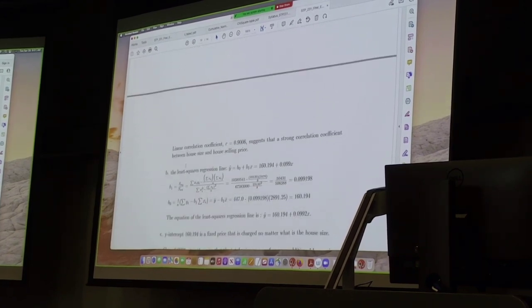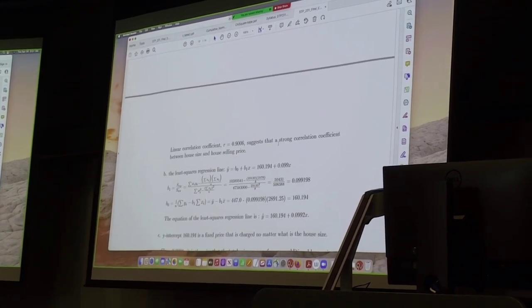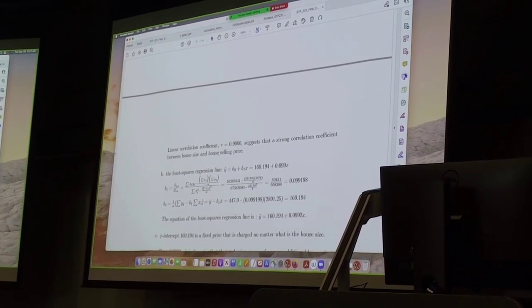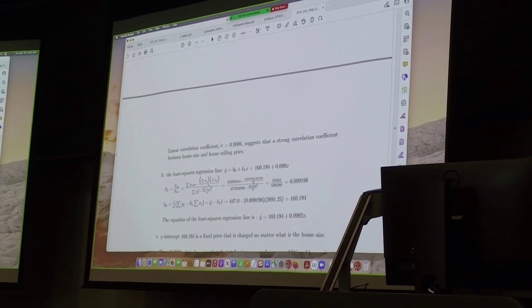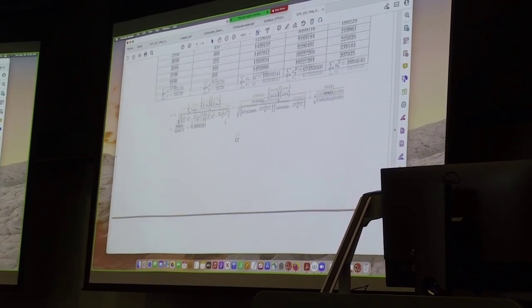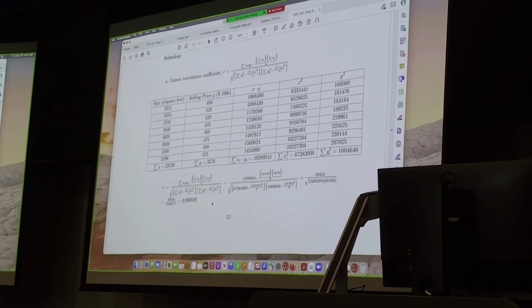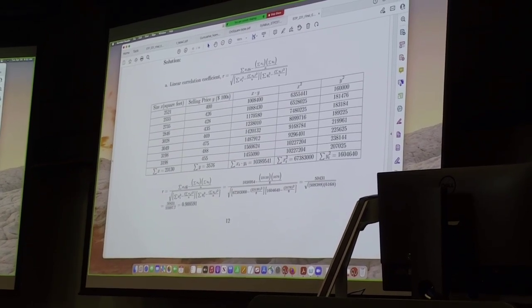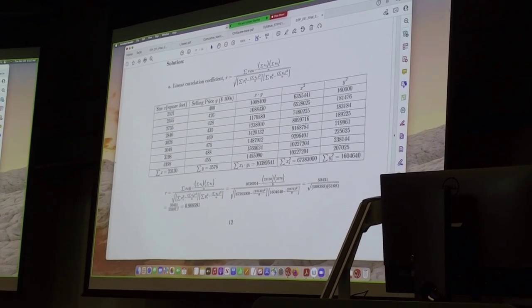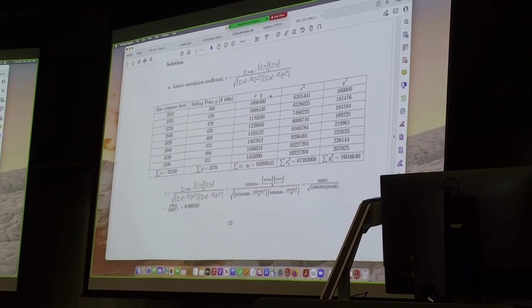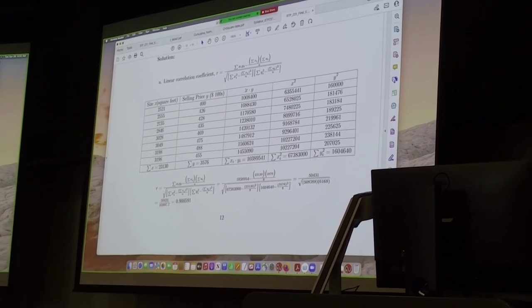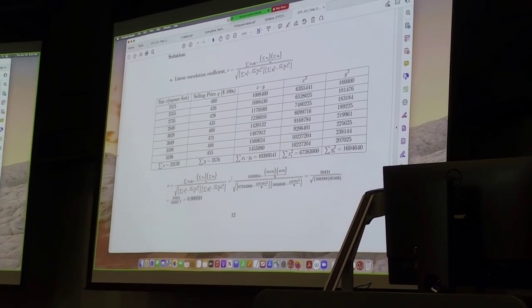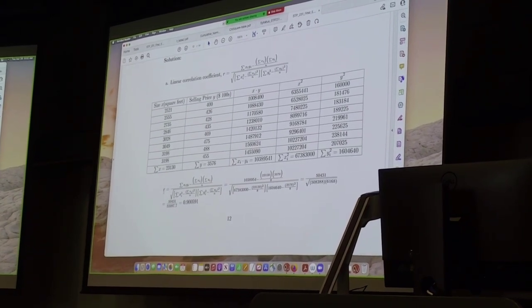The interpretation is this one. The linear correlation proved that there is a strong correlation between the house size and the house selling price. That's our R value. So you just need to know how to solve this problem. There are a lot of calculations, nothing else. You just need a calculator, and be careful with the calculator's correlation function, because you have a lot of calculations if I ask correlation problems.